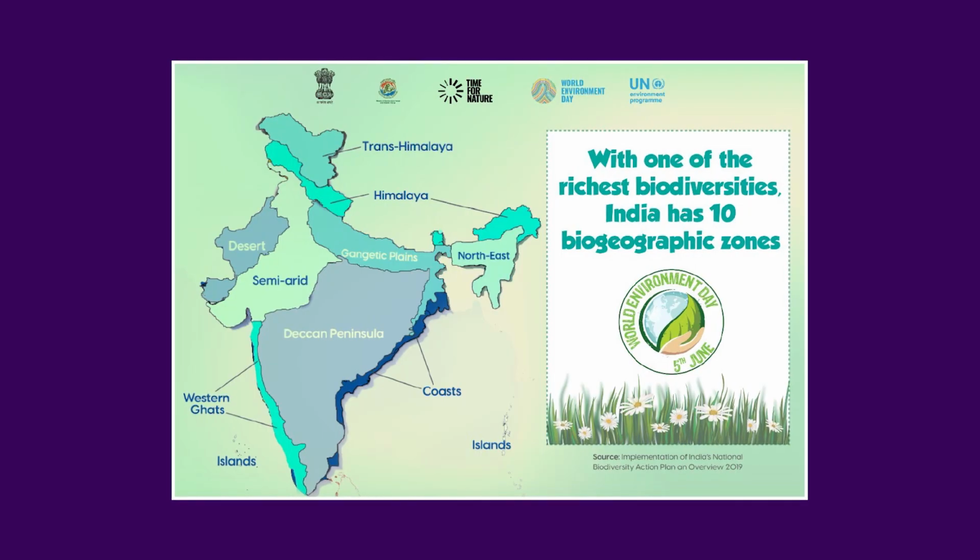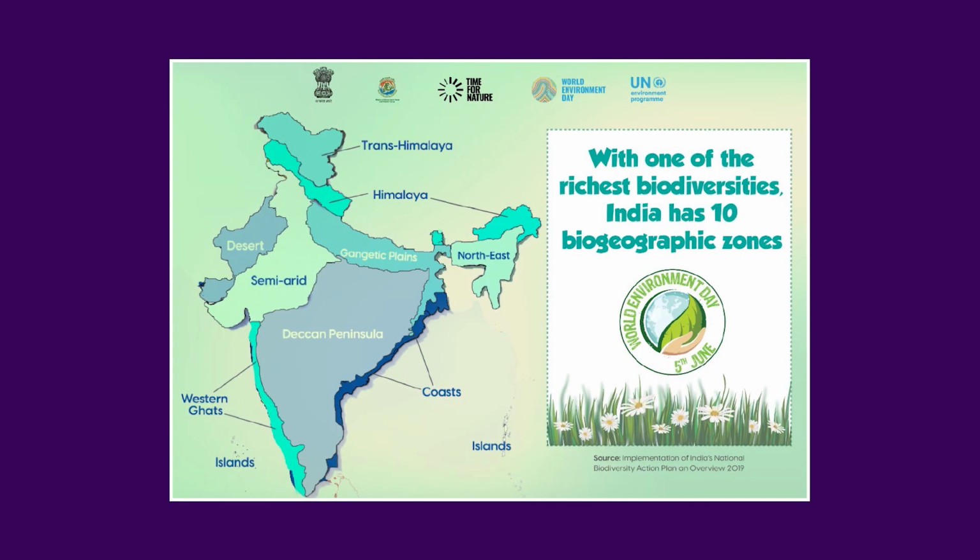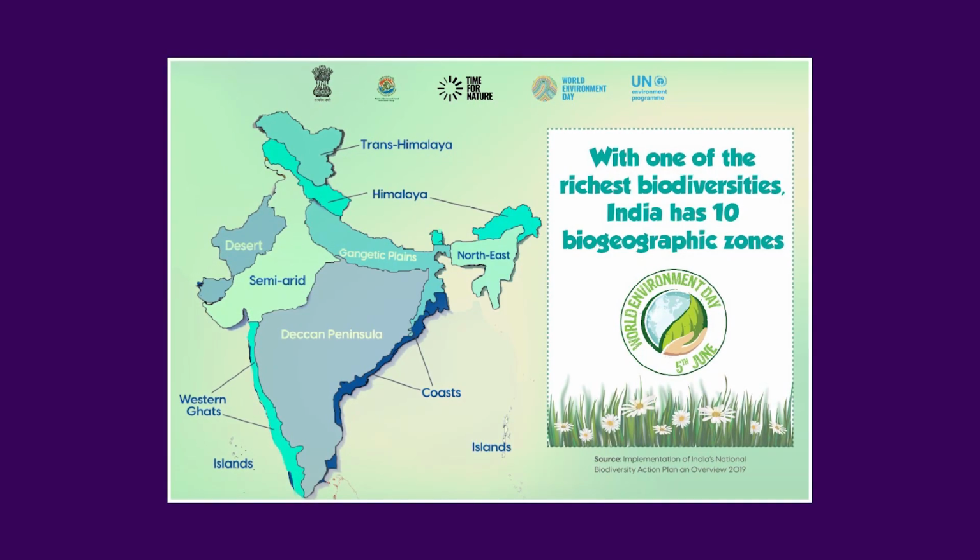India is a land of immense natural diversity, and this is reflected in its biogeographical zones. Our country is divided into 10 distinct zones, each with its unique characteristics. Let us take a quick look at these zones.